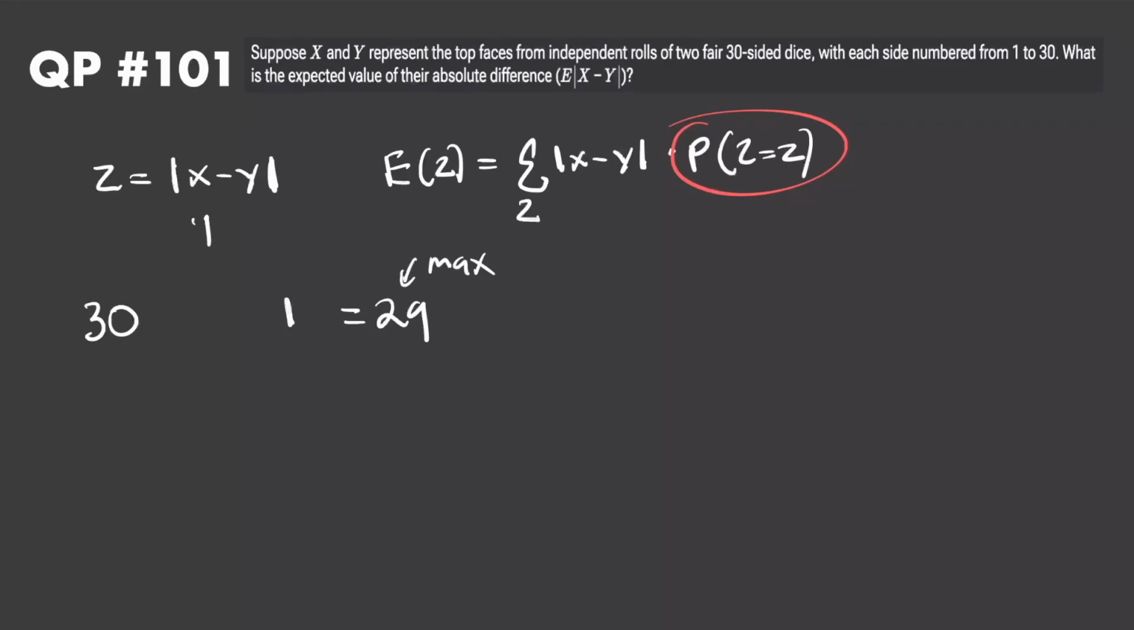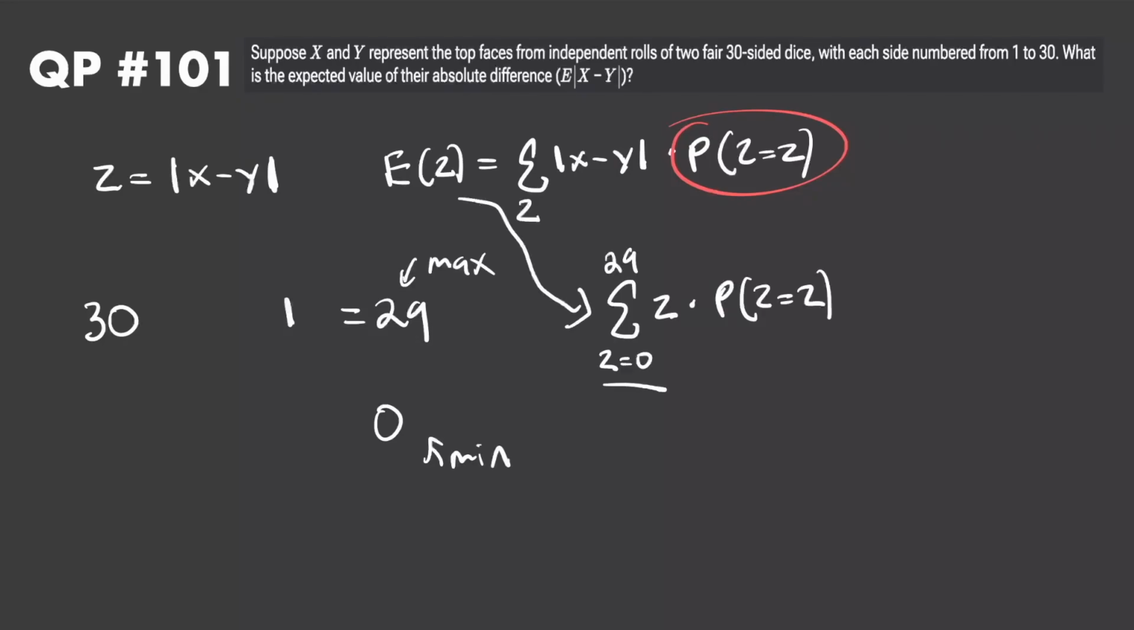And now what's the minimum value? Well, we know that the absolute value is always going to be greater than or equal to 0. And when x is equal to y, well, then we're going to get 0. So our minimum is 0, right? So we can rewrite this to reflect that. You can see z is going from 0 to 29, the possible values that the absolute difference can take. And now we just need to figure out this over here, the probability distribution. We can just do that using some combinatorics.